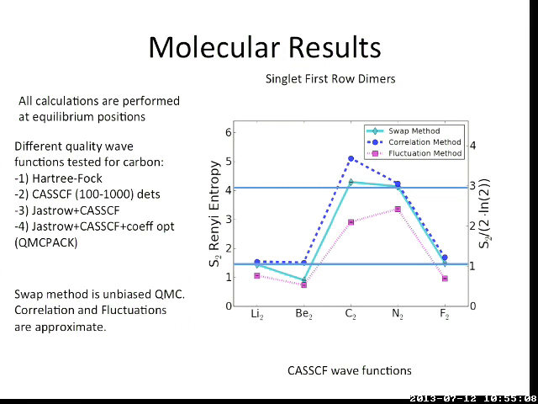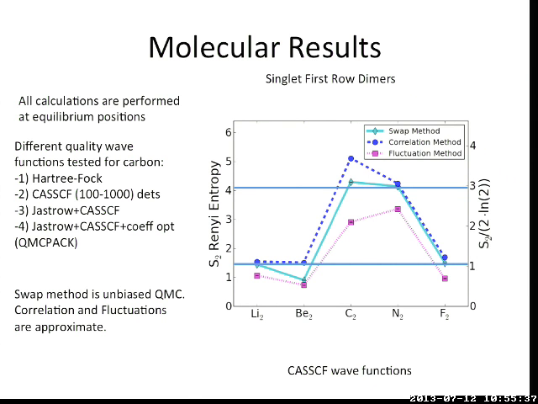OK. So for molecular systems, I did all the singlet ground states for the first row of dimers, lithium 2 to fluorine 2. We tried a lot of different wave functions just to see how sensitive we are. So we did Hartree-Fock. We did CAS-SCF. We optimized the Jastrow with CAS-SCF. And then we optimized Jastrow and all the CAS-SCF coefficients. So we actually have a very good wave function for carbon 2, or for all of these, I mean.